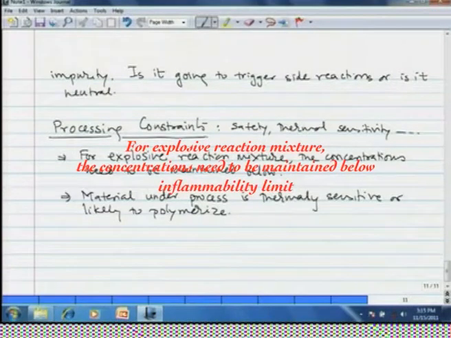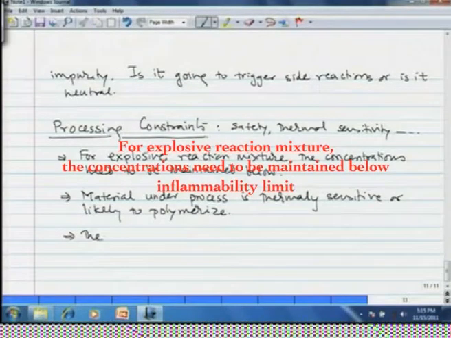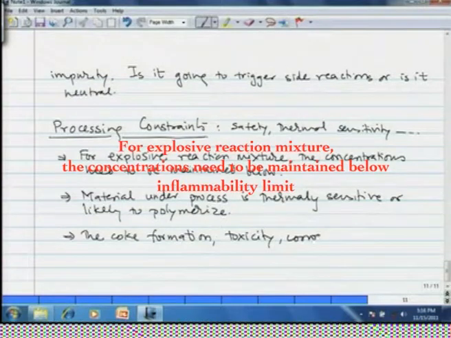Similarly, for reactants that polymerize, we may have to add inhibitors to prevent polymerization. In some cases, coke formation is a processing constraint. Then the toxicity of the material, corrosiveness, all these factors affect the design of the process, and they also put constraints on the processing.